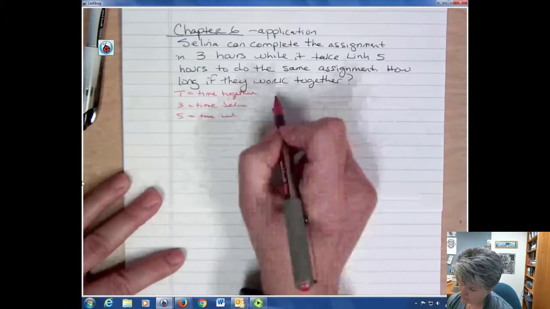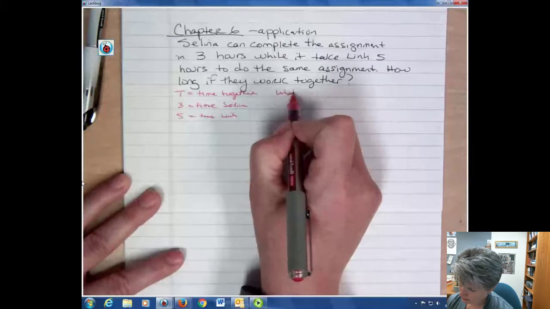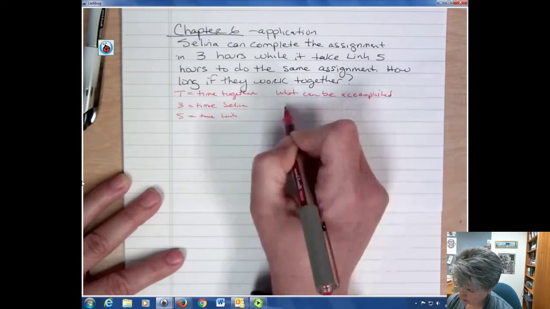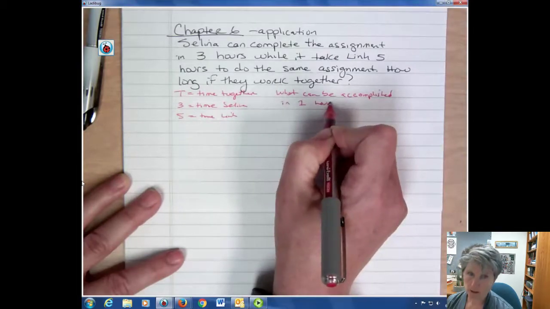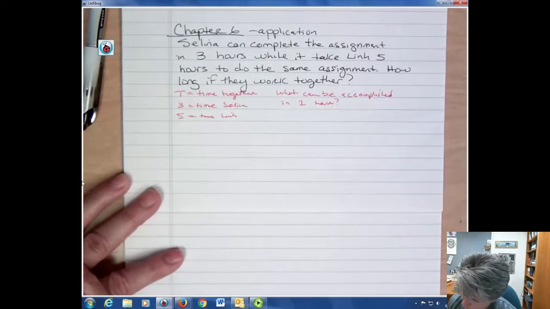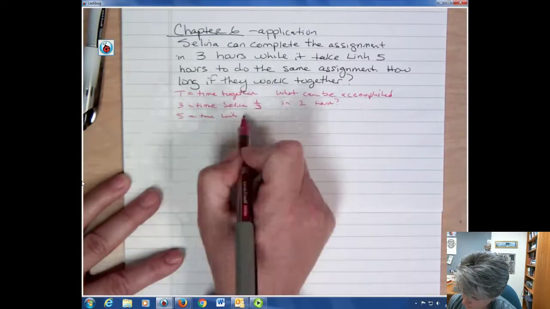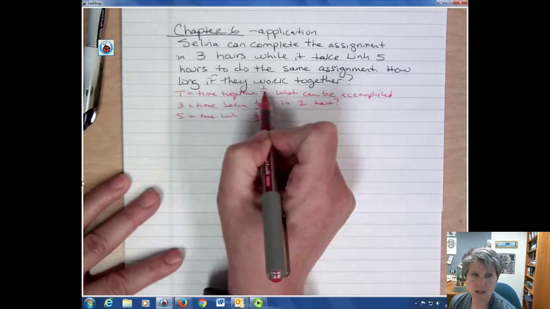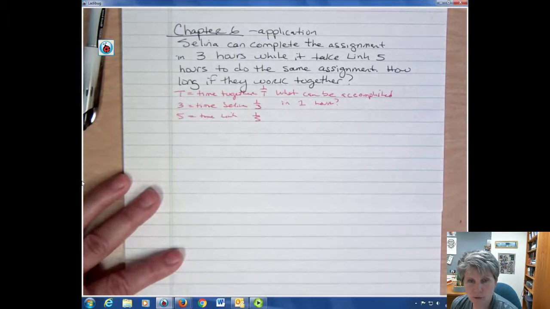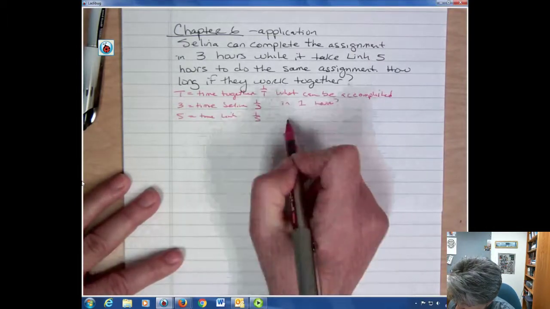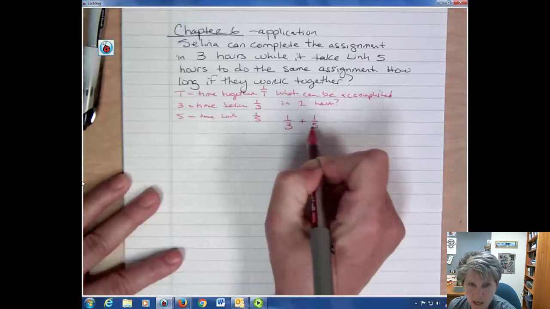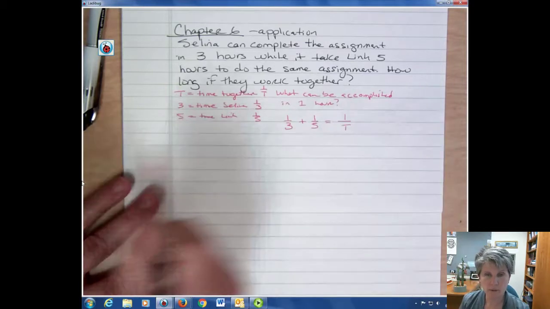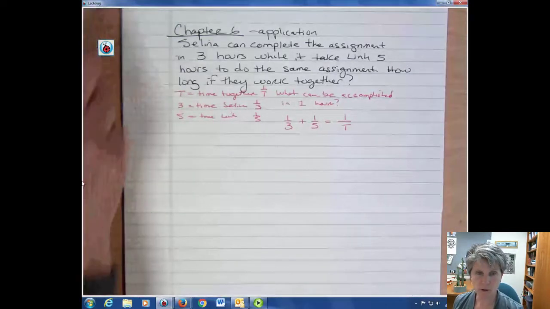And I'm always asking, what can be accomplished in 1 hour? Okay, so Selena could do 1/3 of the job in an hour, and Lynn could do 1/5 of the job in an hour, and the time together would be 1/t. So that's where I'm going to get my equation from those three things, because Selena and Lynn are going to work together. So we're going to add what they can do, and that's going to give us the combined amount of the work together.